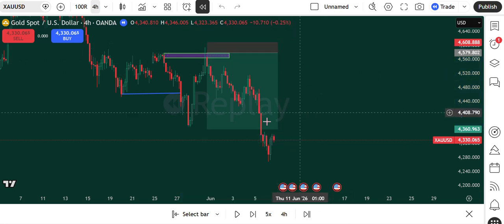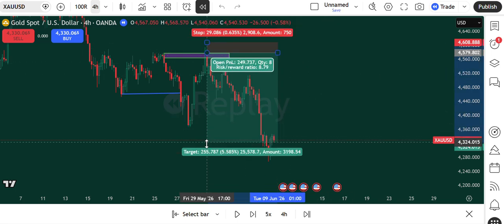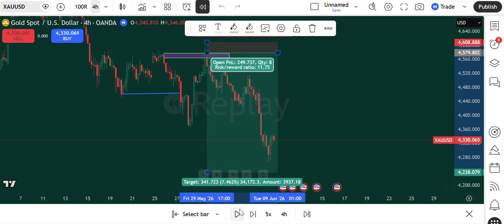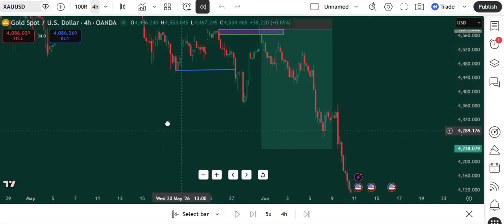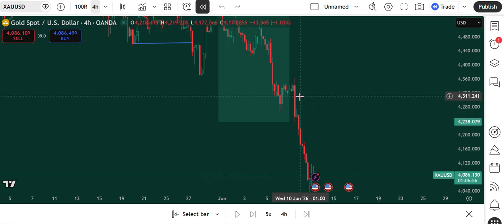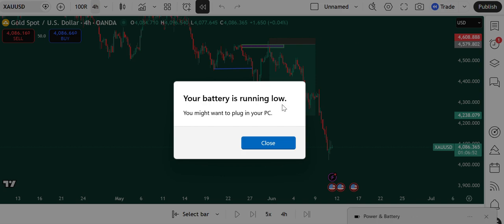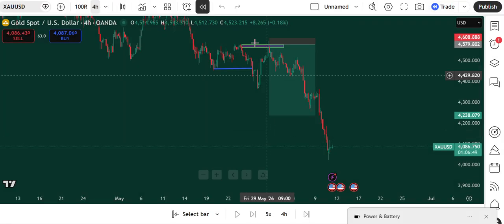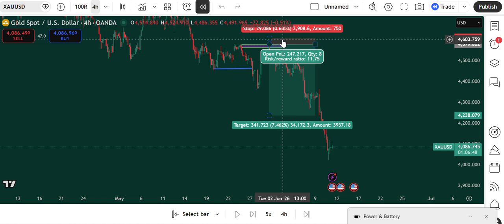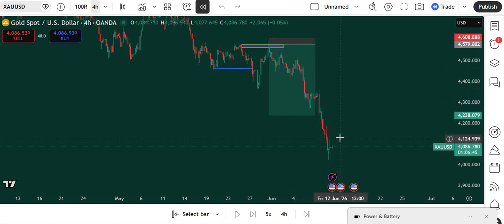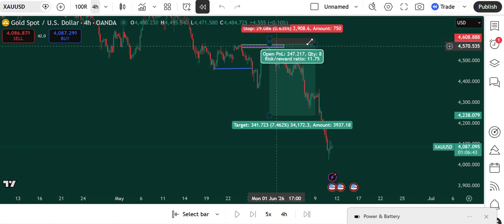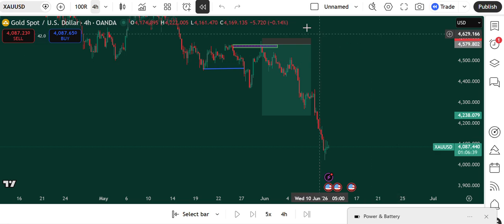When I'm still holding my trades, I think you can see how this market is behaving. The market is still going all the way down. Really, imagine from here up to here, you're still holding some sells. I think you've already bought a Ferrari.